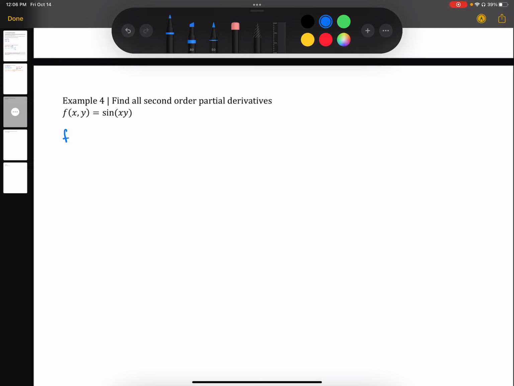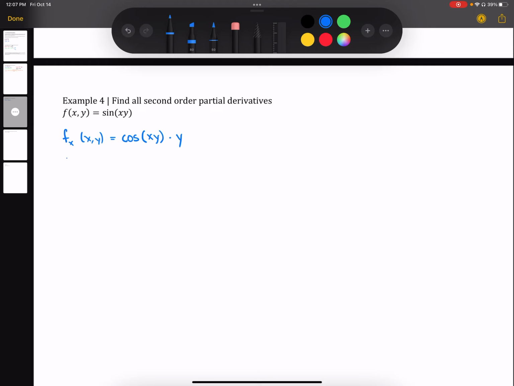So for fx of xy, the derivative of sine is cosine, and so we have cosine xy. But remember, chain rule: you have to multiply by the derivative of the angle, xy. The derivative of xy with respect to x is just x times 1 times y, which is going to give us y.